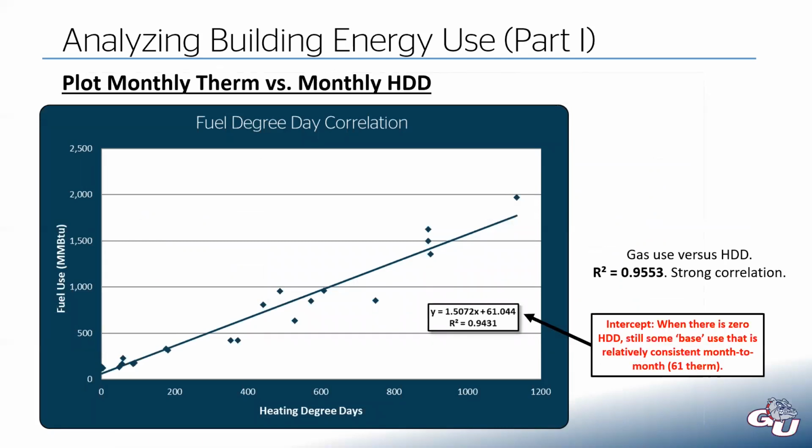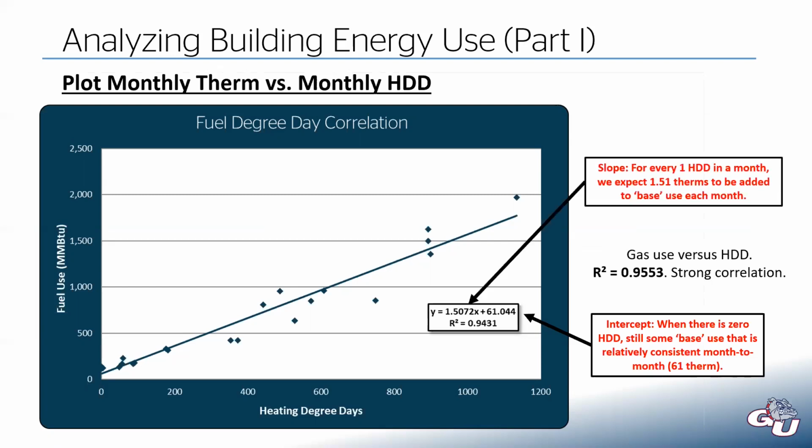And so looking at that equation again, we have the same components here. We have the intercept. So this would tell us that they're going to use about 61 therms each month, just as a baseline use for the water heater or gas burners or whatever. And then we're going to add about 1.5 therms for each heating degree day in that month. And compared to that electric use graph, you can see our base use is significantly lower compared to the electric use, which was more like this.